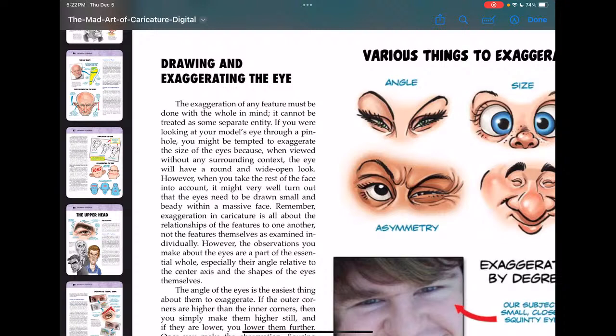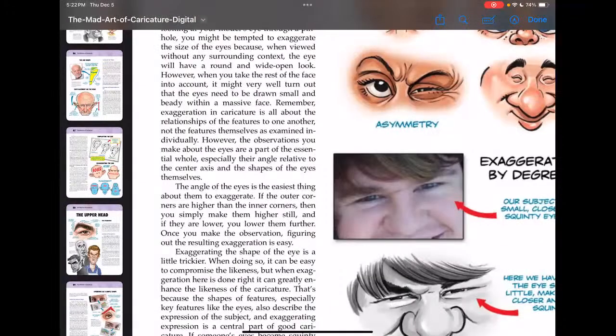That's very important. So you've got to keep the relationships in context, the surrounding context, the overall context. Whenever you make an observation, it needs to be compared to something else. He says, the angle of the eyes is the easiest thing about them to exaggerate. If the outer corners are higher than the inner corners, then you simply make them higher still, and if they are lower, you lower them further. Once you make the observation, figuring out the resultant exaggeration is easy.